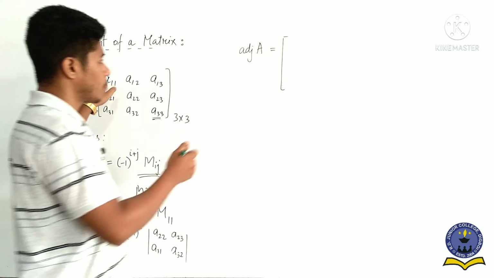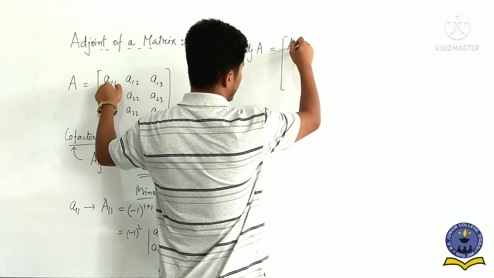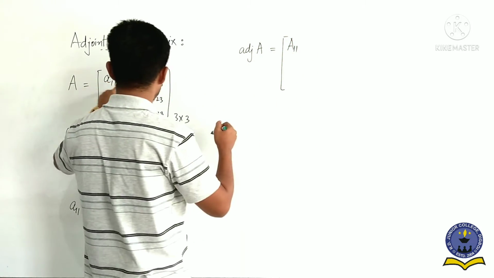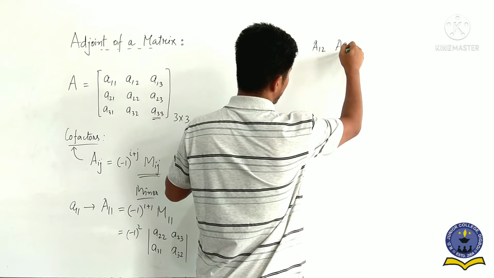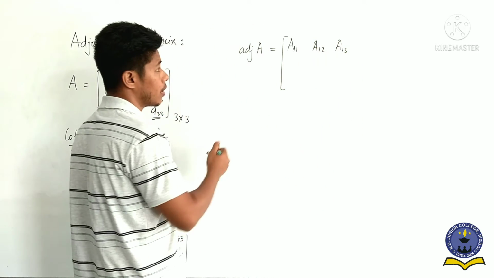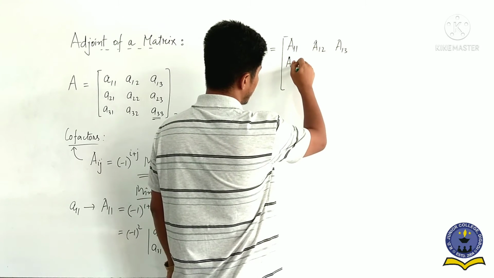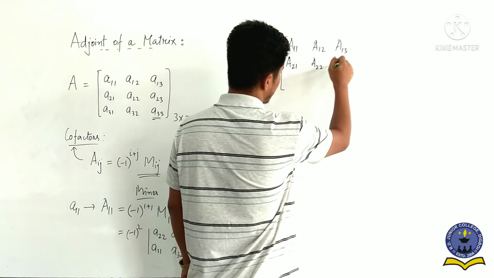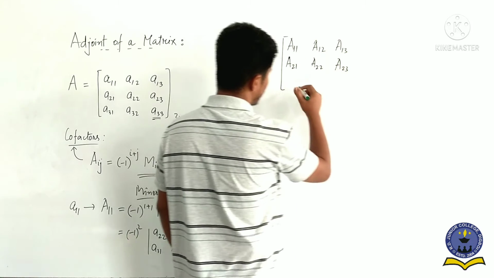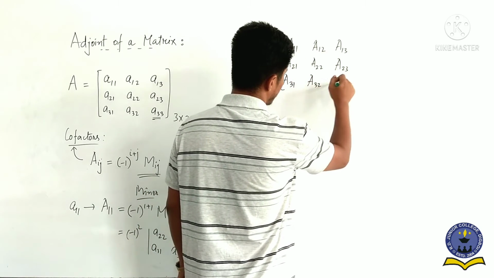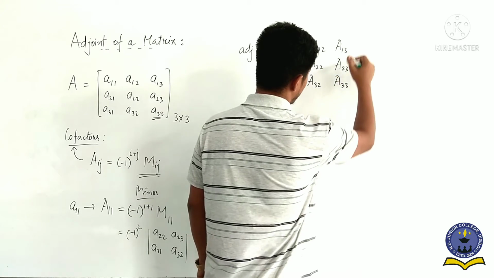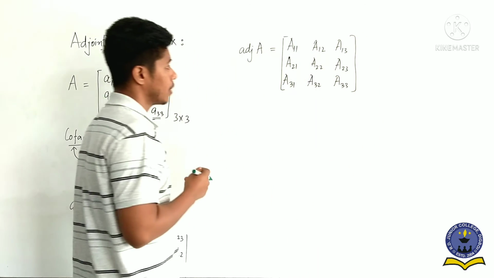So first one is A11, so here we consider the cofactor A11, then for this one we have to write A12, and here we have to write A13. Similarly this one we write A21, and this one we write A22, and this one we write A23. Similarly here A31, this one we write A32, and this one we write A33. These are the cofactors. Clear?